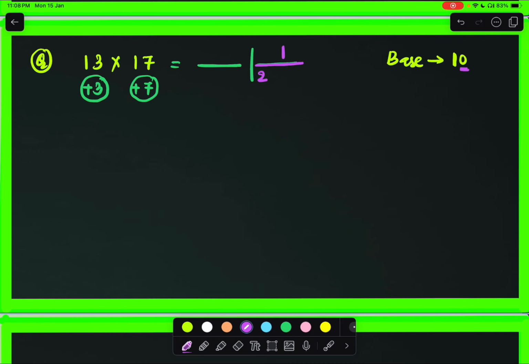And now we can add diagonally here. Cross addition, diagonal addition. So what will we get? 13 plus 7 is 20, 20 plus 2 is 22. So 13 times 17 is equal to how much? Finally, I am getting 221. In this way, we can calculate it.